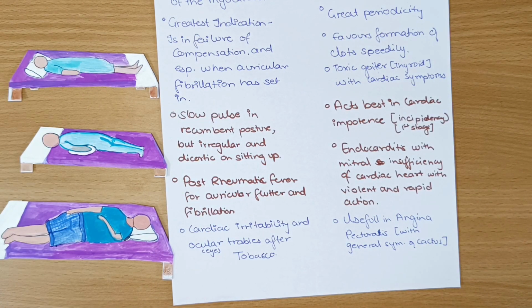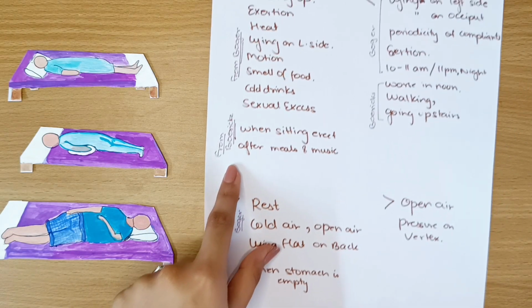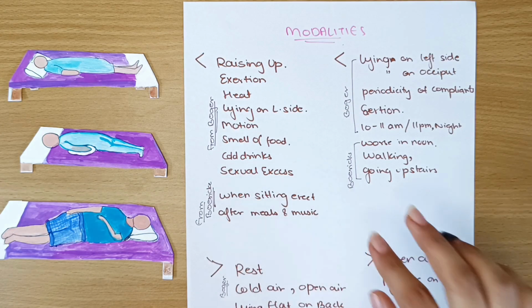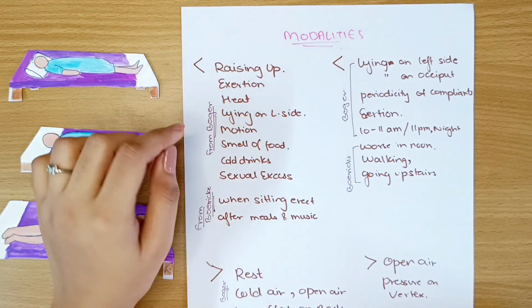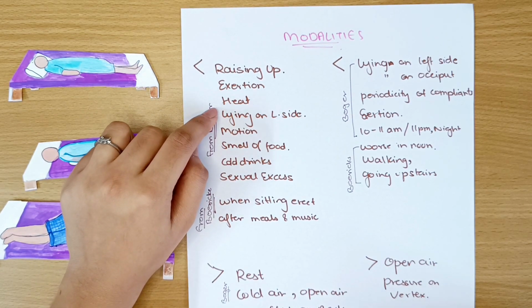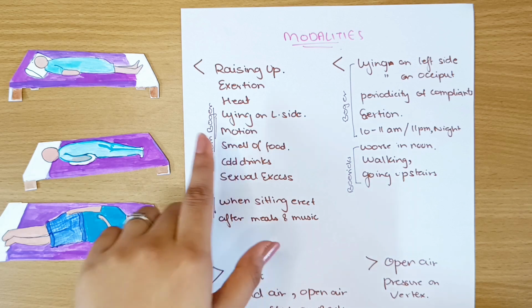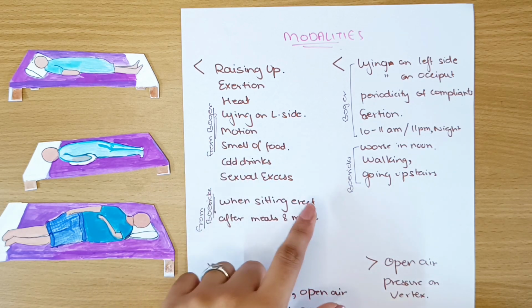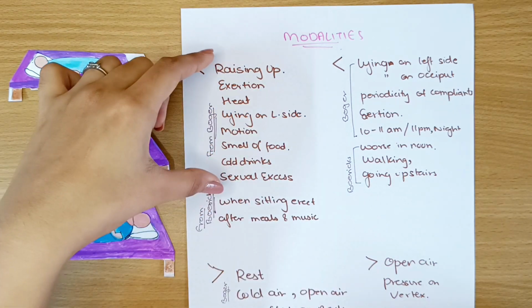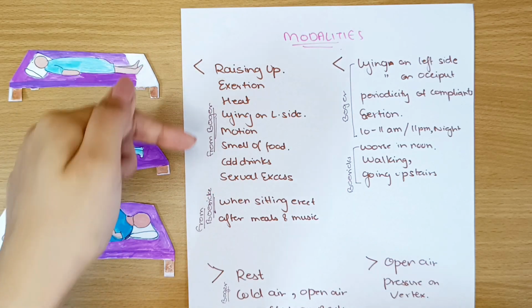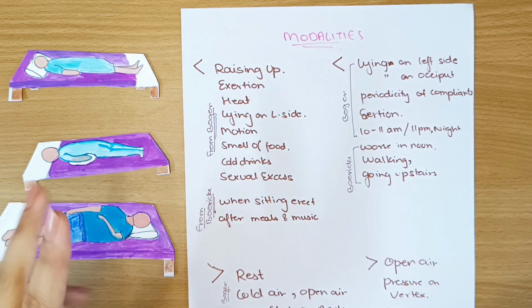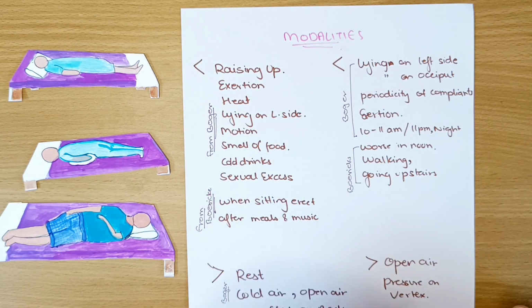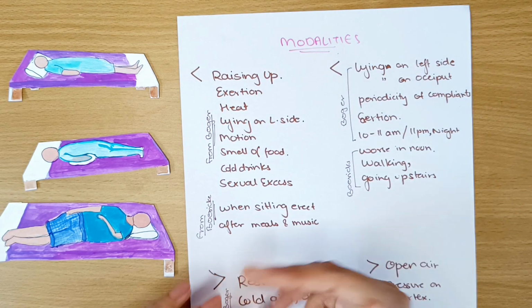The modalities that I will be talking about have been taken from Dr. Boger as well as from Dr. Boericke. Alright. The aggravations that we see in digitalis given by Dr. Boger are rising up, exertion, heat, lying on the left side, motion, smell of the food, cold drinks, and sexual excess. Now, Dr. Boericke says when sitting erect, there are problems. There are problems after meals and music. So these are the aggravations that we see in digitalis.